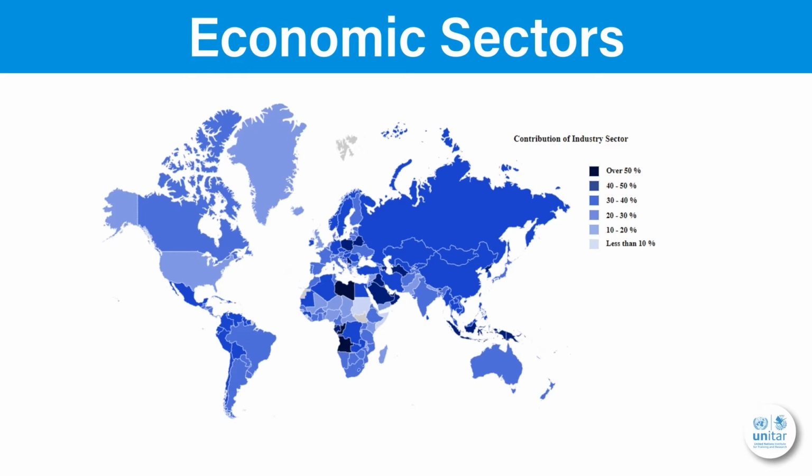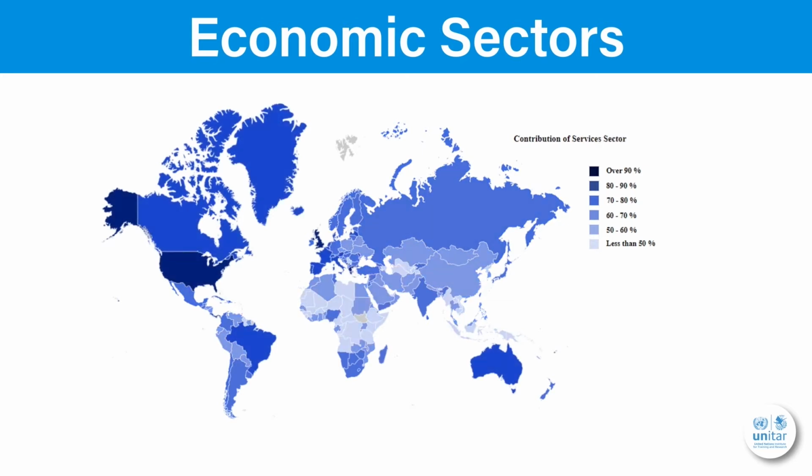The contribution of the tertiary sector to the national GDP varies strongly. Low and middle income countries have the least developed tertiary sector, which contributes to less than 50%. In high-income countries, the tertiary sector makes up the highest contribution, with in some cases over 80%.